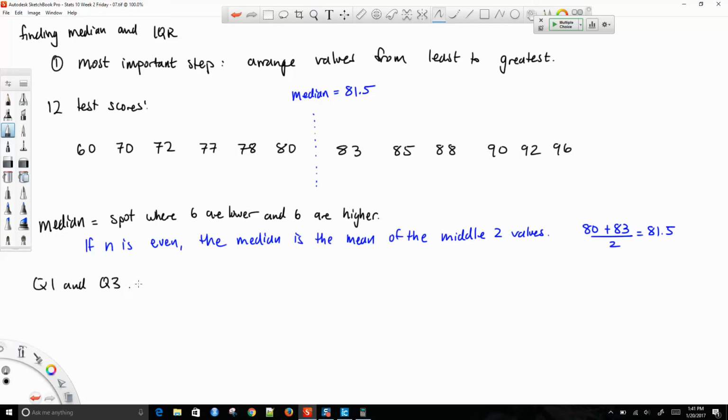Okay. And then we do the same thing for Q1 and Q3. Q1 and Q3 are the respective, quote, medians of each half list, okay?